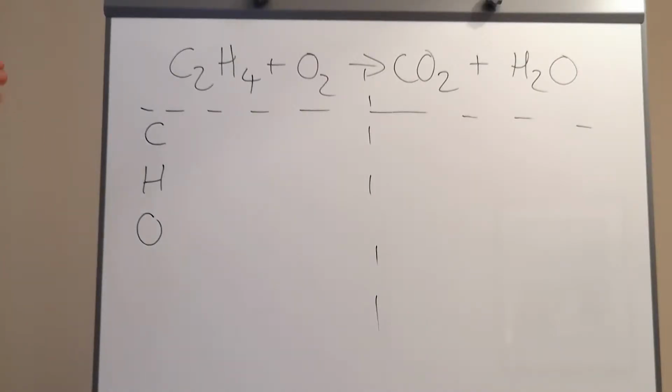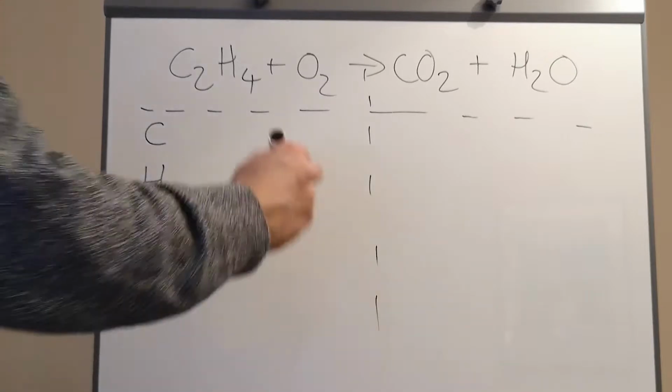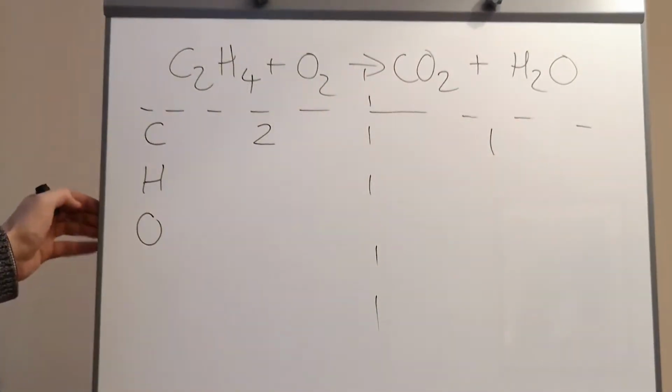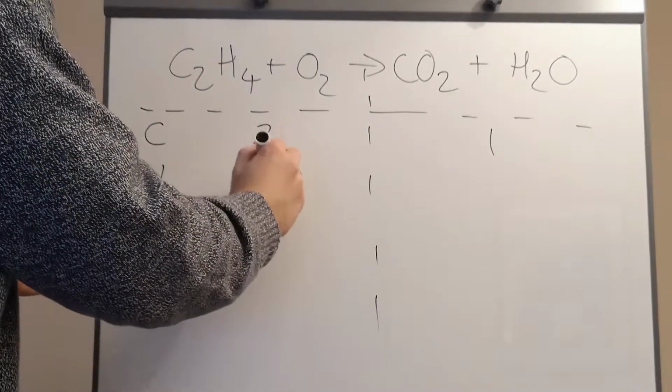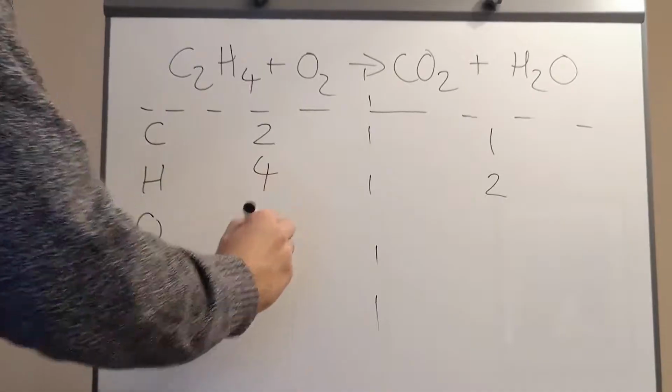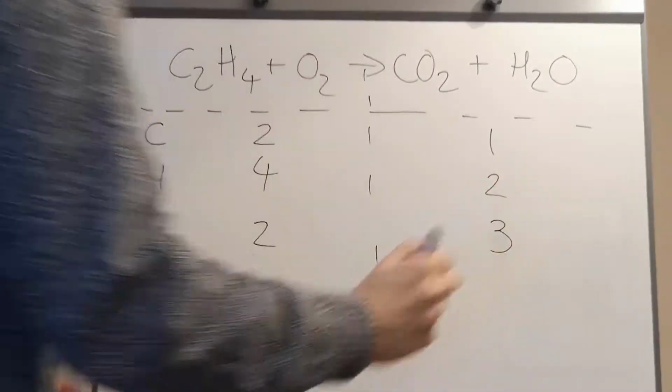How about then the combustion of ethene in air? I've set this up so we can use the grid method, so why not pause the video and see whether you can balance this equation. There are 2 carbons on the left hand side and 1 on the right hand side. There are 4 hydrogens on the left and only 2 on the right. We have 2 oxygens on the left and 3 on the right.